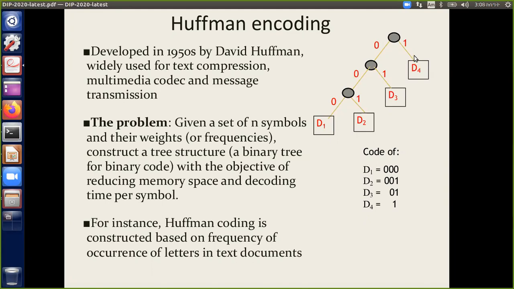Whether you are applying Huffman coding or any other coding like entropy coding, we have to make sure that we are consistently using the same binary bit assignment. If the left branch is assigned 0, the right branch should be assigned 1, or else if the left branch is assigned 1, the right branch should be assigned 0. One convention we have to follow ensures that whatever we compress can be decompressed.